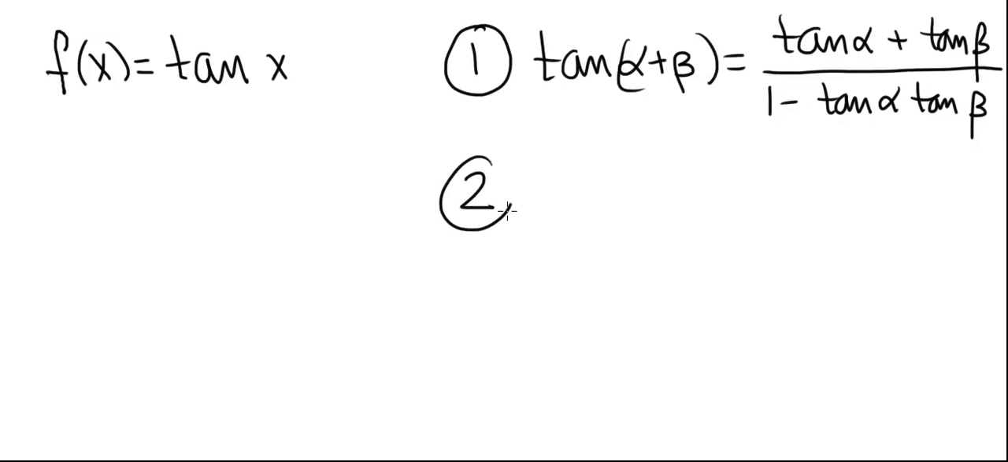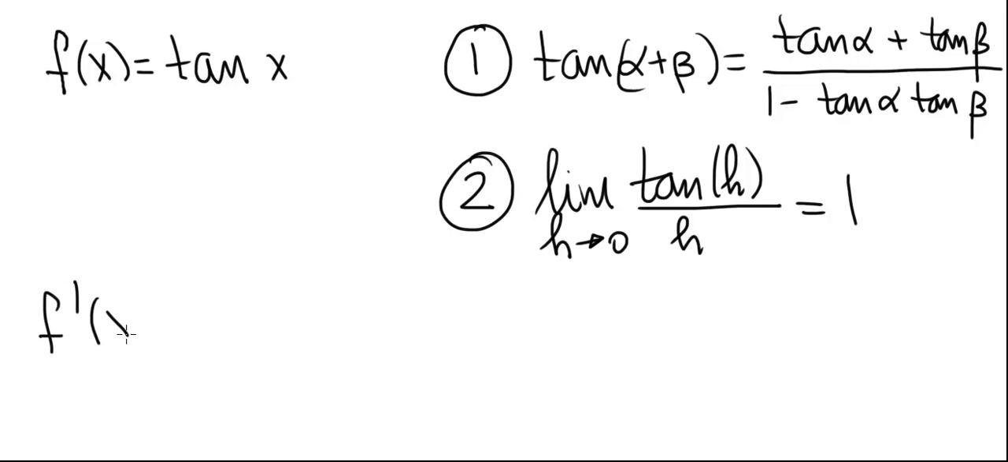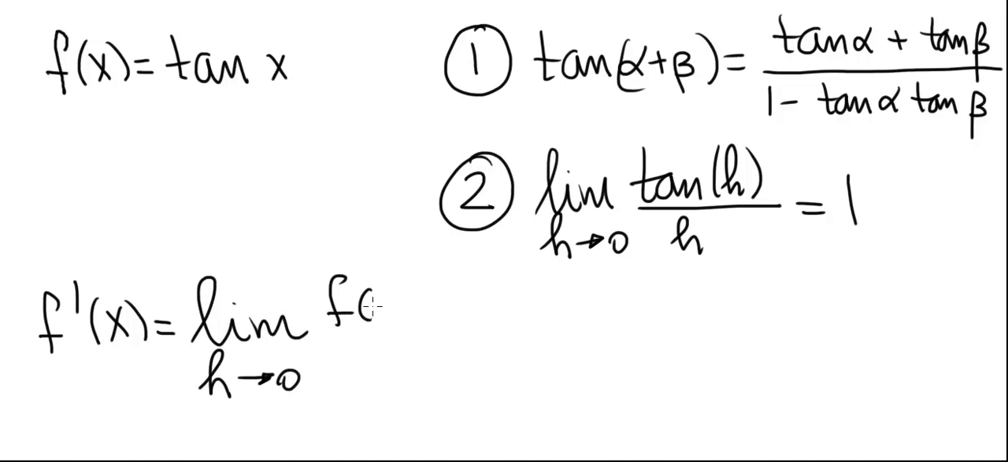And the second result, which was derived in an earlier video, is the limit as h goes to 0 of tangent of h over h is equal to 1. Once we have these results, we'll be able to use the definition to find the derivative of tangent of x. So recall the definition of the derivative of a function. It's f prime of x equals the limit as h goes to 0 of f of x plus h minus f of x, divided by h.